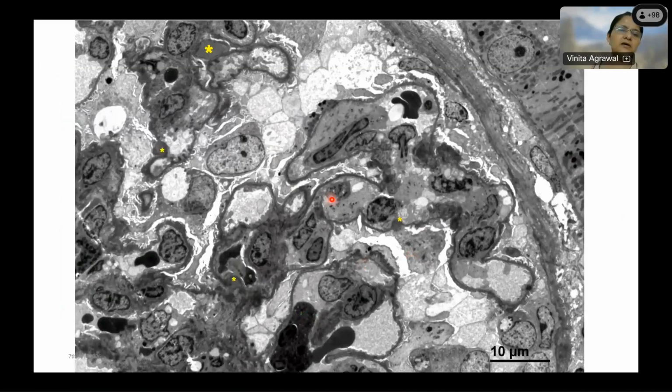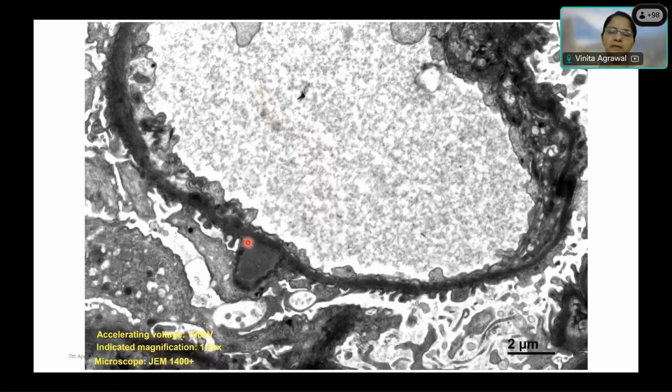What do you find in post-infectious glomerulonephritis on electron microscopy? Hump-shaped electron dense deposits. Very good. So that is what I have highlighted with these stars, the yellow stars that you see. These are the hump-like deposits. Okay. Subepithelial hump-like lumpy bumpy deposits. This is a hump-like deposit which is sitting on the capillary basement membrane.